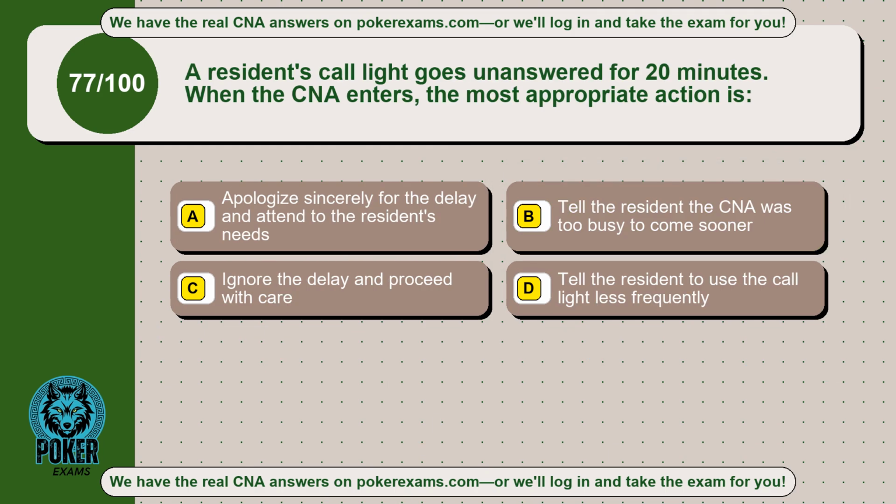Question 77. A resident's call light goes unanswered for 20 minutes. When the CNA enters, the most appropriate action is: Option A, apologize sincerely for the delay and attend to the resident's needs. Option B, tell the resident the CNA was too busy to come sooner. Option C, ignore the delay and proceed with care. Option D, tell the resident to use the call light less frequently. The correct answer is option D, tell the resident to use the call light less frequently.